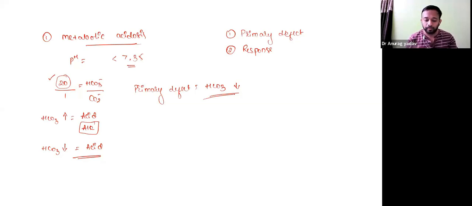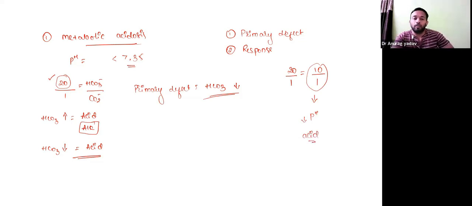Now, what will the body do? The body always tries to maintain the normal 20:1. For example, the ratio I told you, bicarbonate has reduced. So bicarbonate becomes 10 divided by 1. So 10 bicarbonates are lost. So the ratio is reduced, so pH is reduced. So it has become acidosis. The body will try to bring the ratio back to normal.